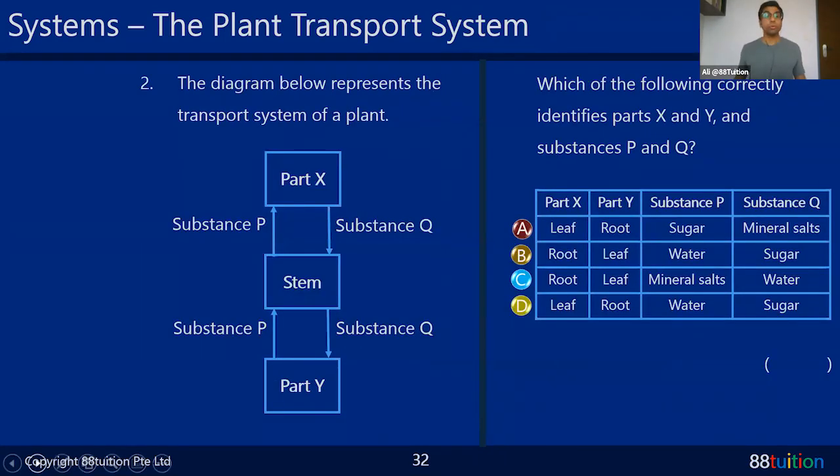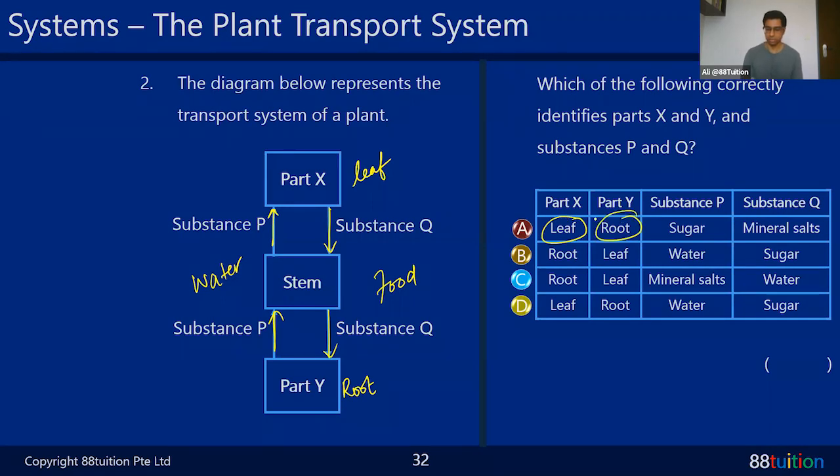So, after doing question one, question two is so easy, right? Part X must be the leaf, part Y must be the roots. So anything coming down must be the food. Anything going up must be the water. That's all. So you go to the answers and look for X is leaf, Y is root, P is food. Eh? Not this one. This one. All right. So this one. What is sugar? Sugar is the food. Okay, so the answer is D.